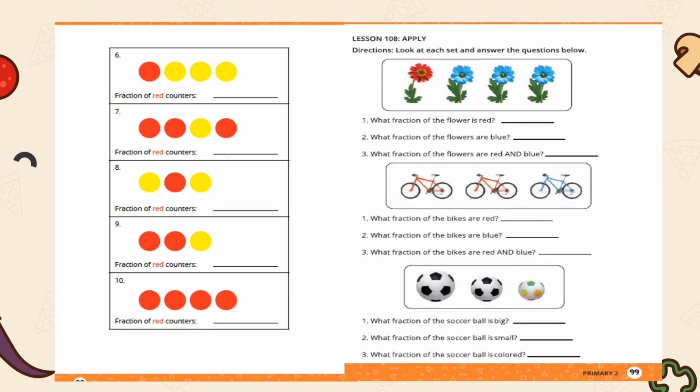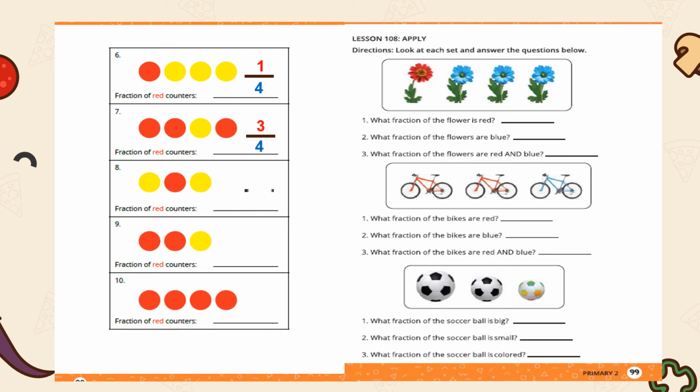2/3. Let's complete number 6, fraction of bread containers. First, the total parts are 4. How many red? Just 1. So the fraction is 1 over 4. Number 7. The total parts are 4. How many red? There are 3. So the fraction is 3 over 4.